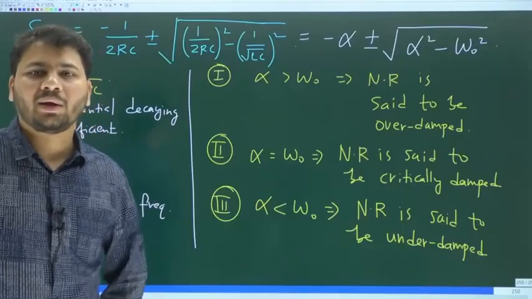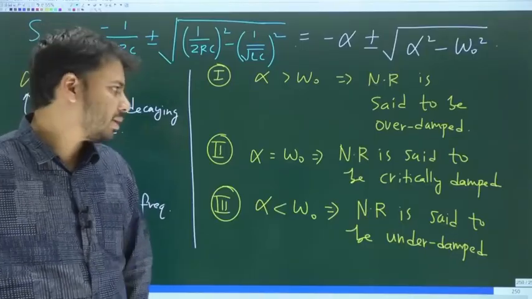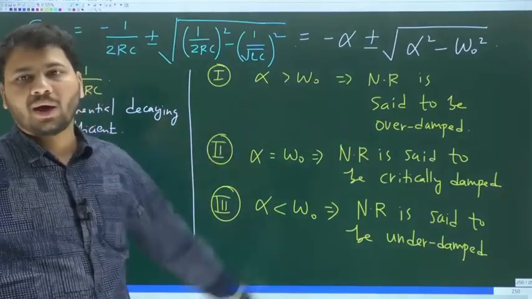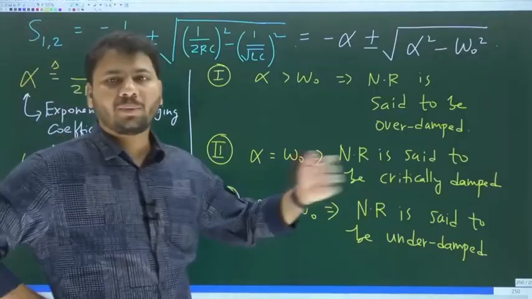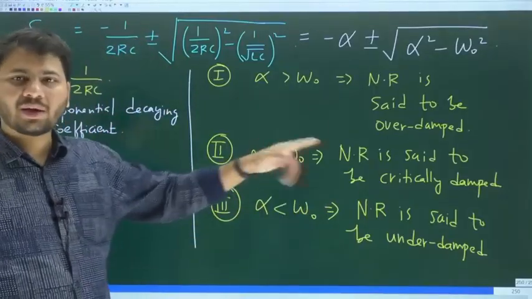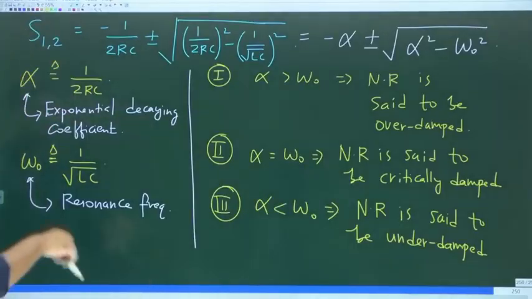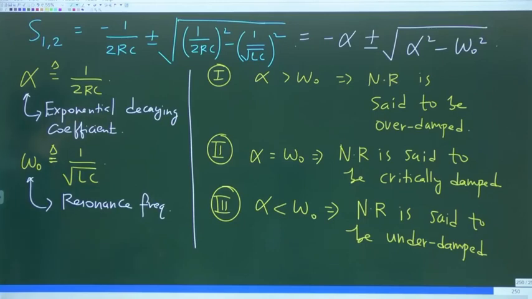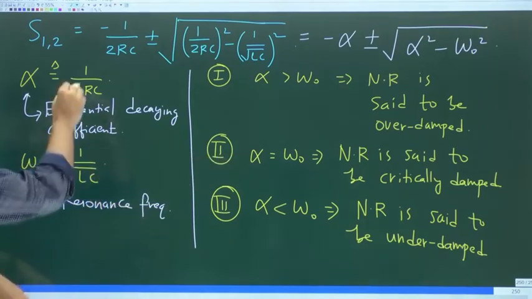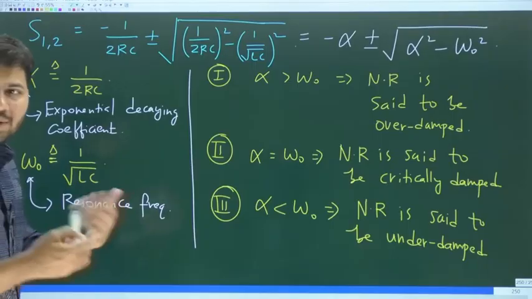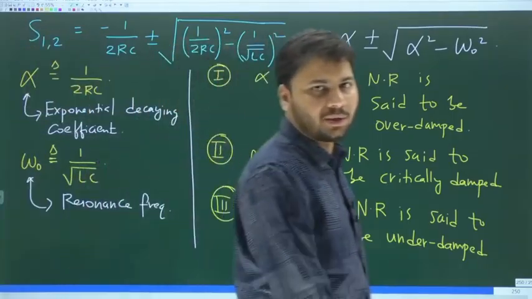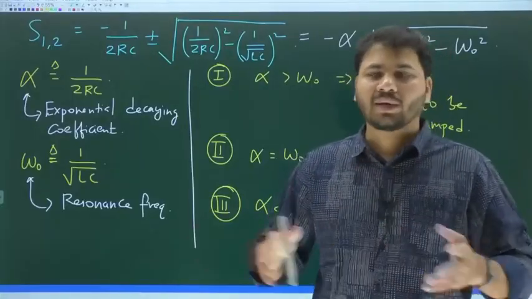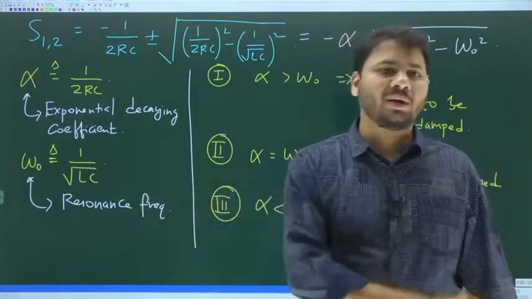But if you take any real system, always the natural response will be either overdamped or underdamped. Because for it to be critically damped, alpha must be exactly equal to omega naught. That means 1 by 2RC must be exactly equal to 1 by root LC. Yes or no? So it is never possible to set the component values such that 1 by 2RC is exactly equal to 1 by root LC.